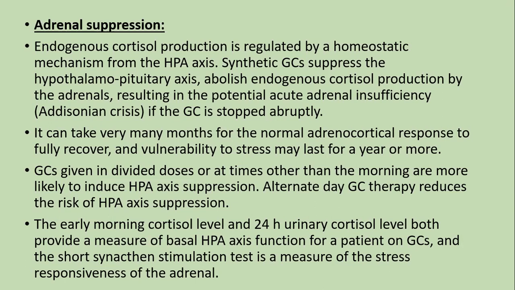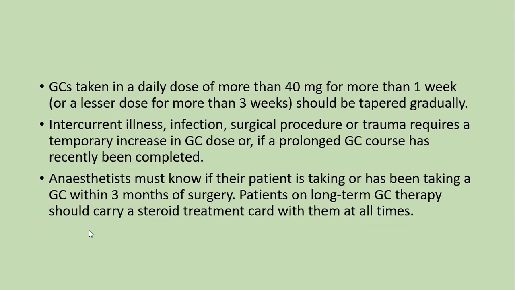The early morning cortisol level and 24 hour urinary cortisol level both provide a measurement of basal hypothalamic pituitary axis function for a patient on glucocorticoids, and the short synacthen stimulation test is a measure of stress responsiveness of the adrenals. Glucocorticoids taken in a daily dose of more than 40 mg for more than 1 week, or a lesser dose for more than 3 weeks, should be tapered gradually. 40 mg means we are giving 8 tablets. So if the patient is given 4 plus 4, or 8 tablets, for 1 week, then it should be tapered. Anything lesser than that can be stopped.